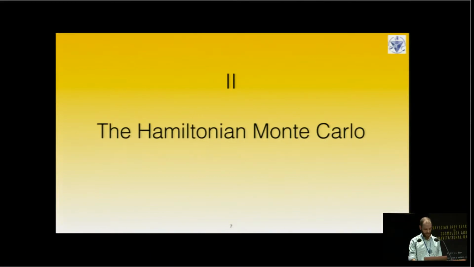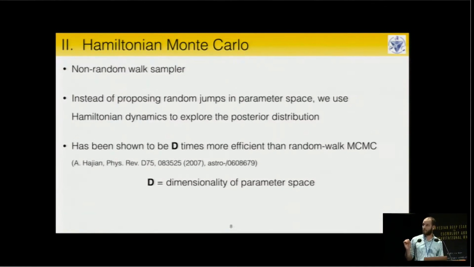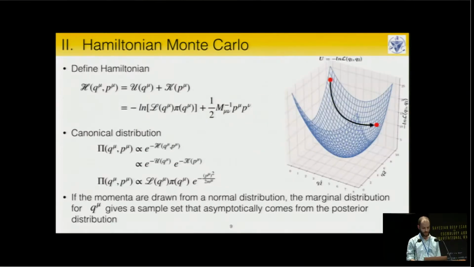About the HMC now, very importantly, it's a non-random walk sampler, as Tom stressed this morning. We're going to use Hamiltonian dynamics to propose the next sample, and it's been shown to be both theoretically and empirically D times more efficient than the random walk that you would do with MCMC. And D is the dimensionality of your parameter space, so 10 in my case.